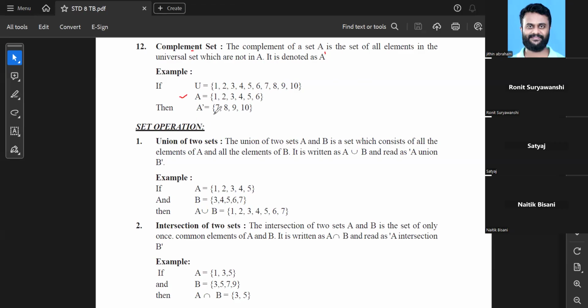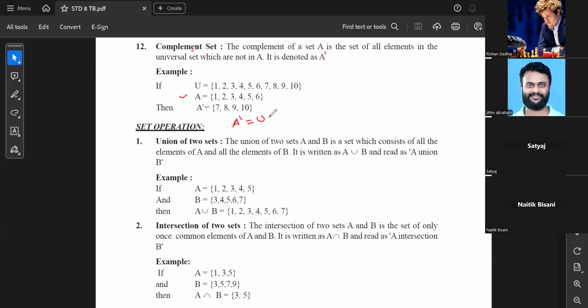Complement means opposite. In short, as a shortcut, A dash is equal to universal set minus A. So remove A from the universal set, and whatever remains is your A dash. In this case, 7, 8, 9, 10 is your A dash.